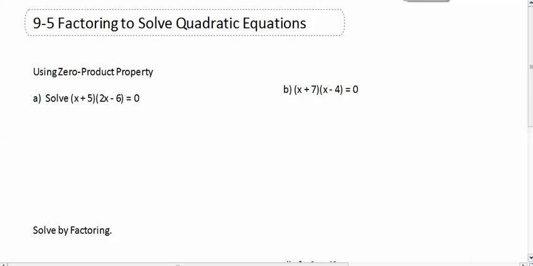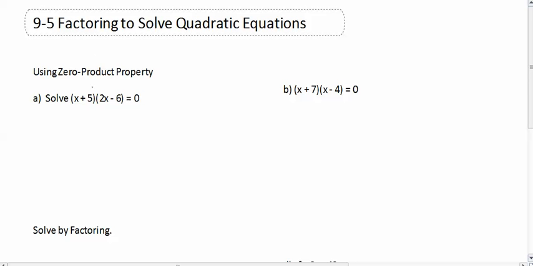Okay, so today's lesson is 9-5. It's factoring to solve quadratic equations. We're going to be using the first two examples is using zero product property. Okay, it looks like what they gave us was we're going to solve x plus 5 times 2x minus 6 is equal to 0. So write that down. And how you do this, it's already factored for us.